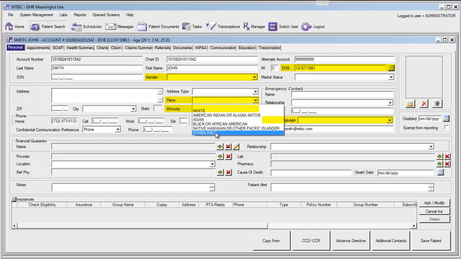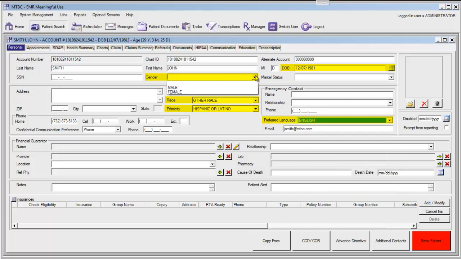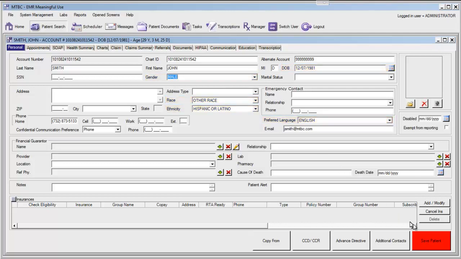race, ethnicity, preferred language, gender. Once we've entered all of those requirements, we can go ahead and save this account to update our record.